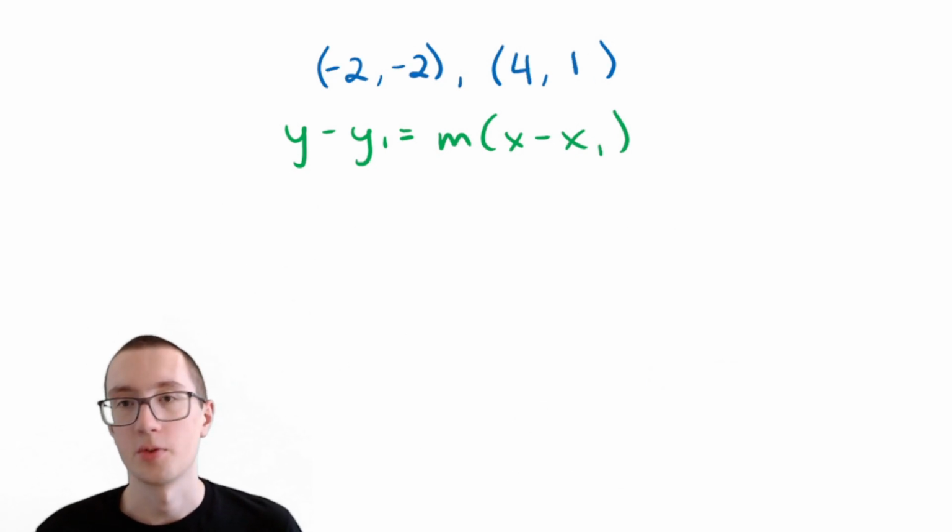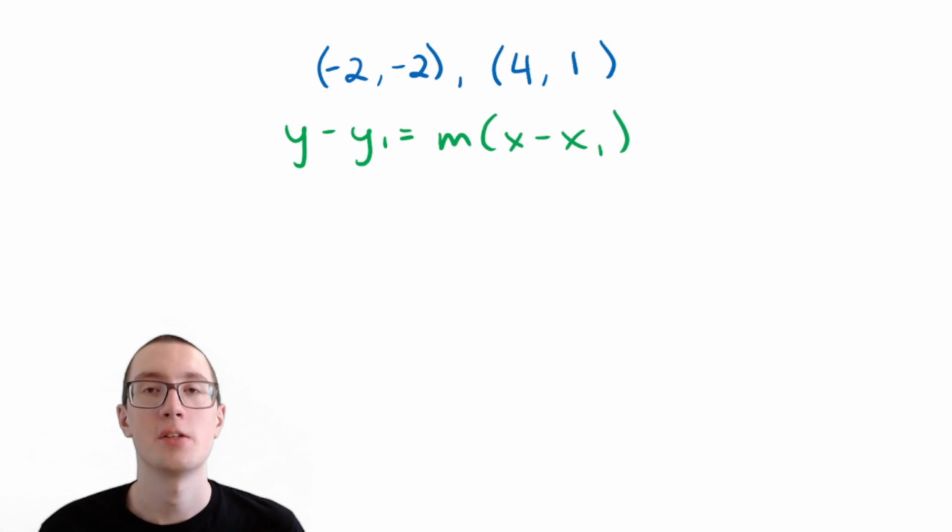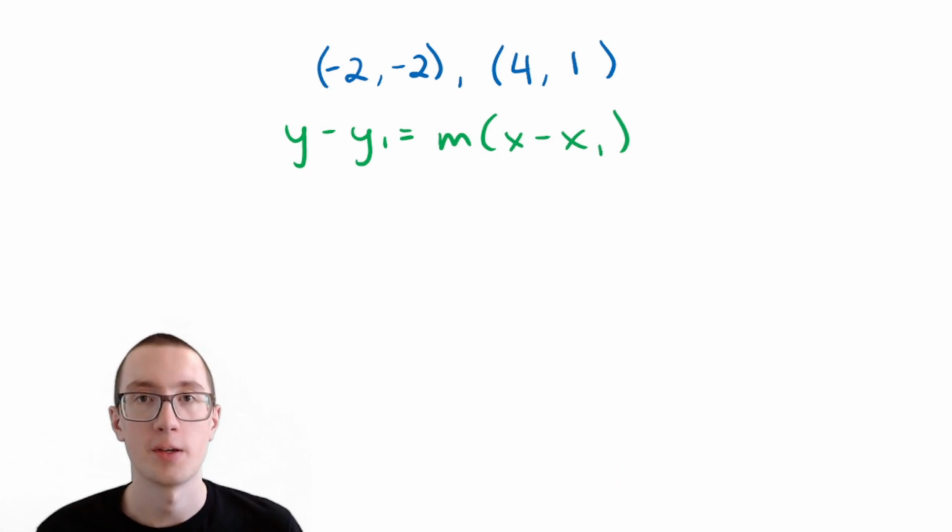All right, here's another example. We've got some negative numbers in this one. We need to figure out the equation of the line that passes through (-2, -2) and (4, 1). So we're going to do this the same way. We're going to use point-slope form. And to do that, we need to figure out m, because we already have x1 and y1 right here. So we're going to use our handy-dandy slope formula.